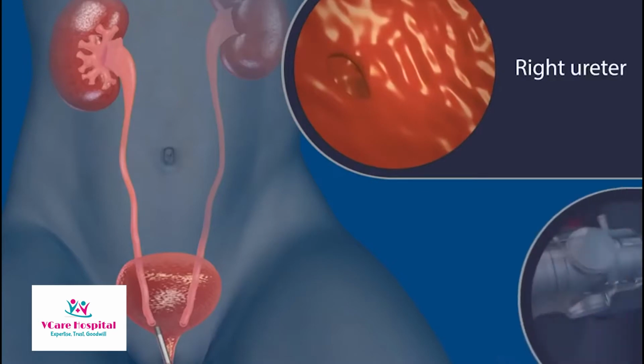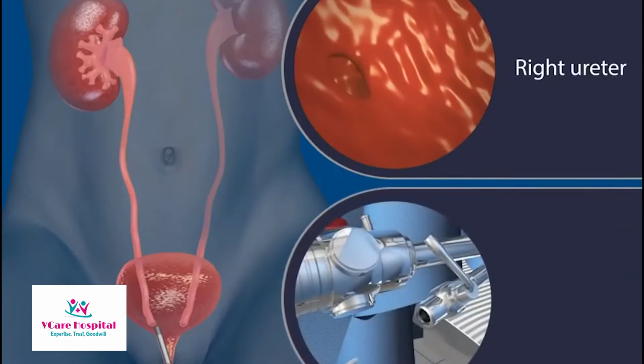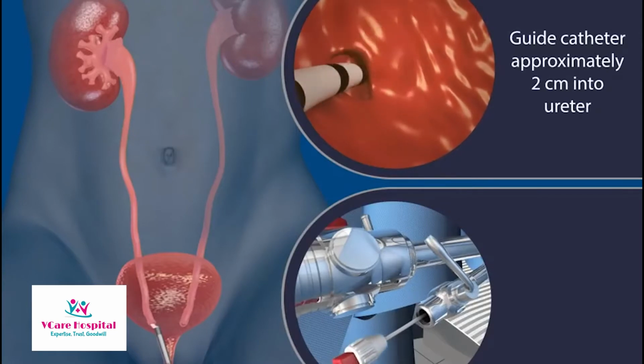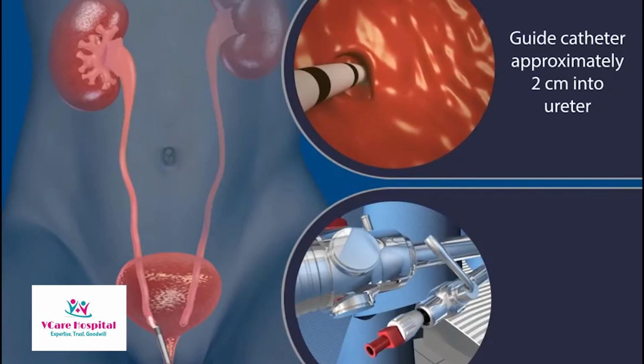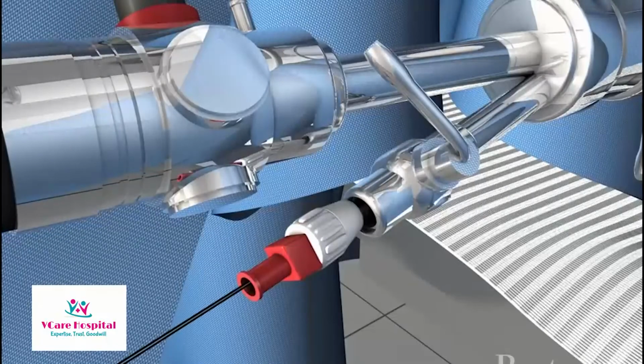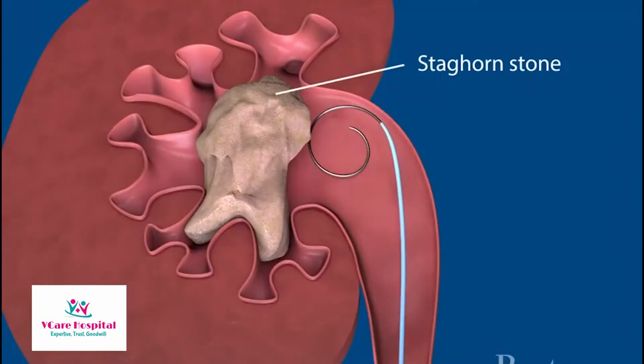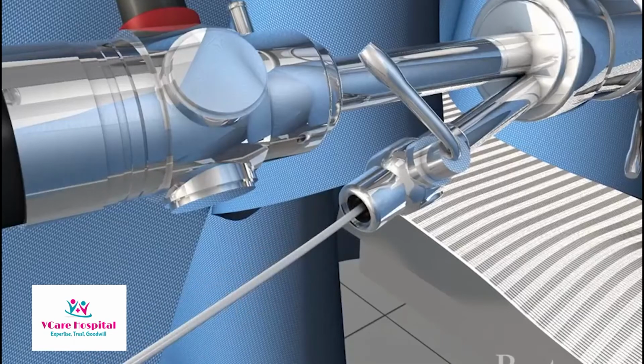Insert the catheter into the patient's ureter. Insert the guide wire through the catheter up to the kidney. Remove the catheter and cystoscope. The guide wire remains.